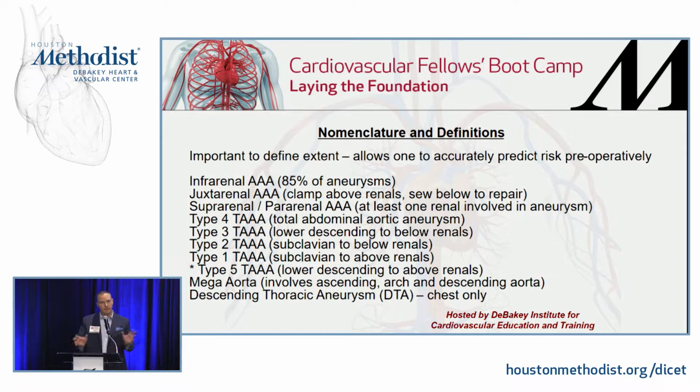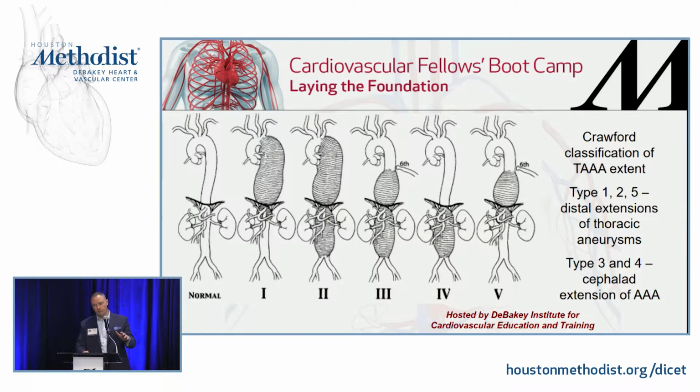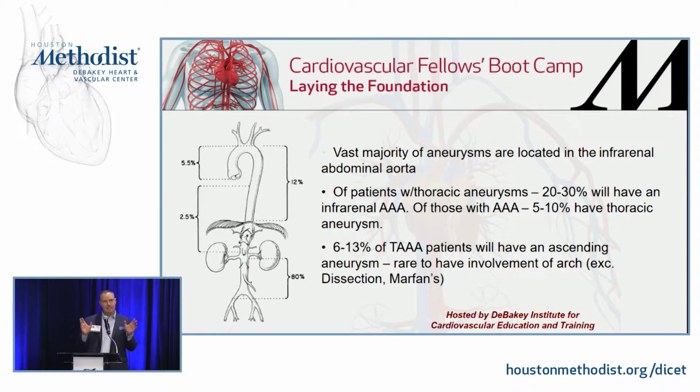And then there's the descending thoracic aorta, distal to the left subclavian artery, above the diaphragm. So that's just the basic nomenclature. Again, here's the Crawford classification. Essentially types 1, 2, and 5 are distal extensions of thoracic aneurysms. Types 3 and 4 are cephalad extensions of abdominal aneurysms. The vast majority of aneurysms are in the infrarenal aorta. 12% are in the descending thoracic aorta, 5.5% in the ascending, 2.5% in the thoraco-abdominal segment. So they're unusual, infrequent aneurysms, and they're difficult and sometimes hard to manage.